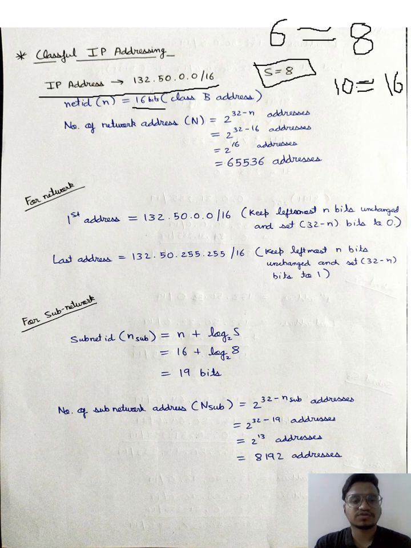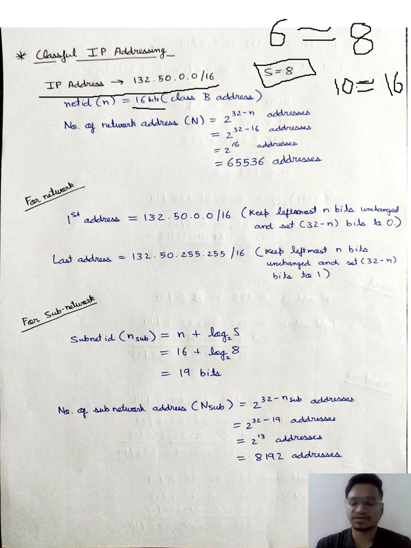The first thing we need to write is small n, which is the net ID, which we can take from the question, which is the /16, or in case it is not given, by looking at the class the IP address belongs to. This IP address belongs to class B, so that's why it is written 16 bits. The next thing we need to calculate is the number of addresses in that network, which is capital N. The formula for that is 2 power 32 minus small n, and the value of small n is 16 here. So 2 power 16, which is 65,536 addresses in that network.